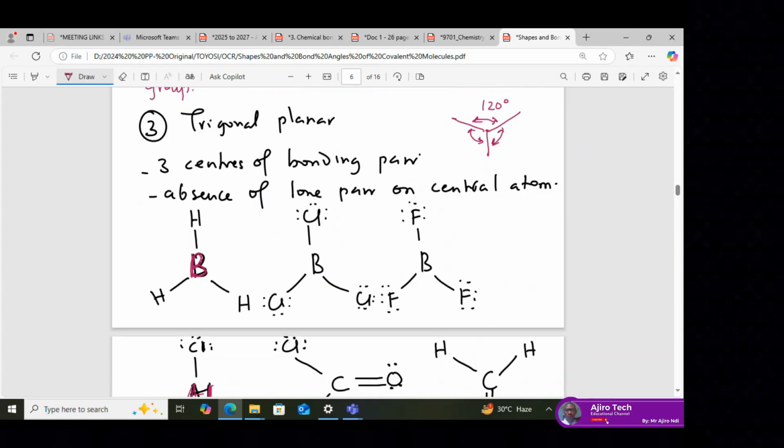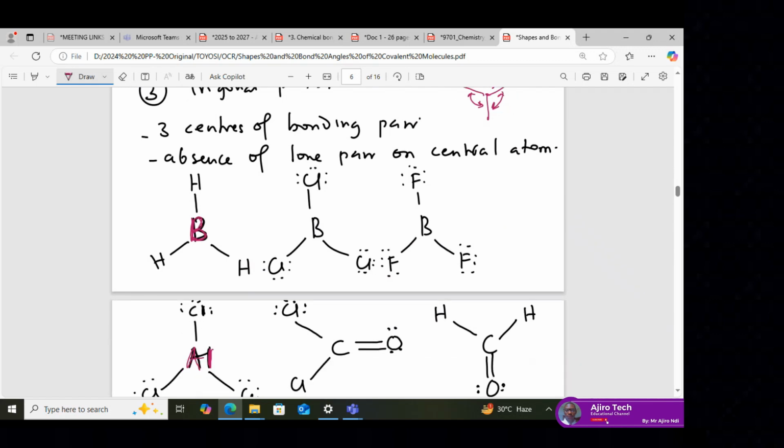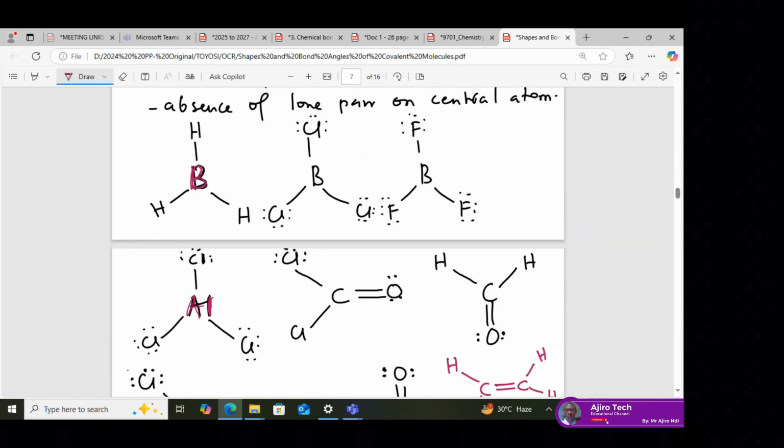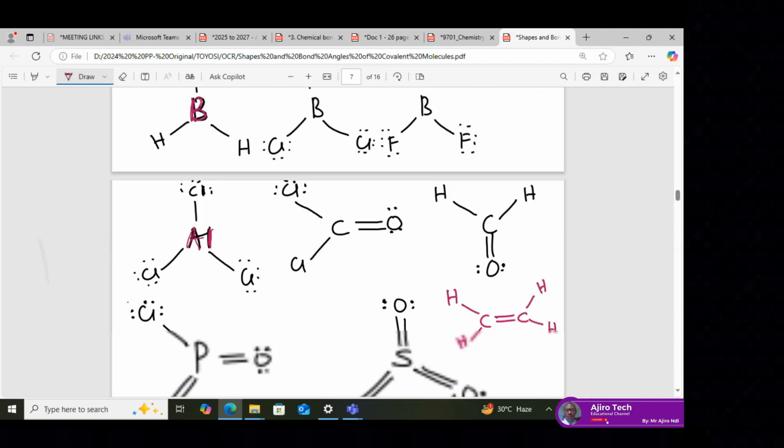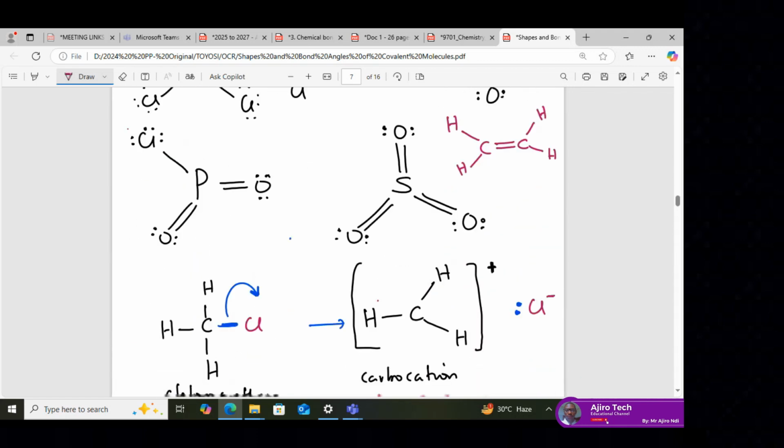Three centers of bond pair, no lone pair. If there is a lone pair on the central atom, as we go down the group the bond angle decreases. What if there are no lone pairs? The bond angle does not change. For example, going from boron to aluminum does not change it. The first compound is called borane. Second, boron trichloride, boron trifluoride, aluminum chloride, carbon monoxide, and methanol, etc. Is that okay? We're done with that.